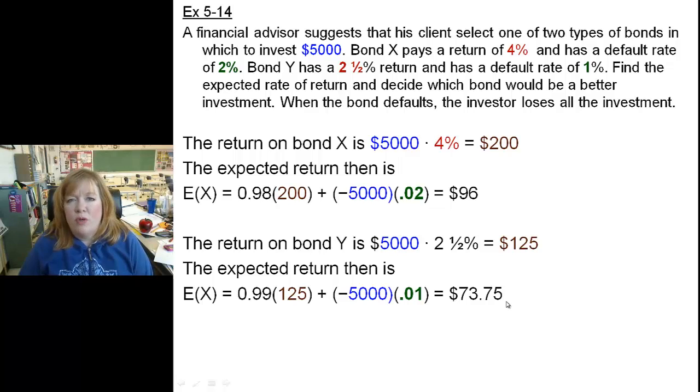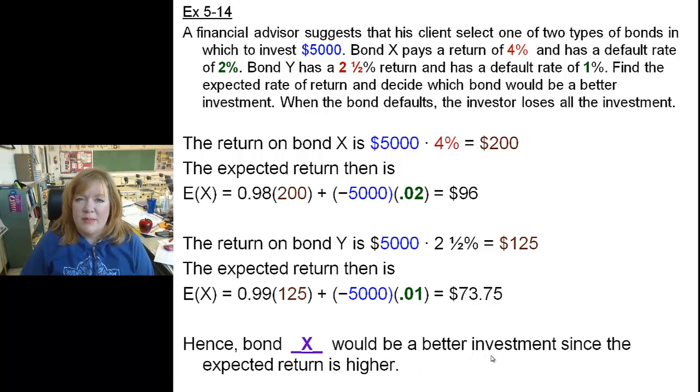The question is, which one would you choose? That's why you'd kind of do math to help you make decisions like this. So would you choose the one with the $200 return, expected value of 96, or 125, and expected value of 73.75? Sometimes issues in life aren't that clear cut, but you'd obviously pick bond X because the expected return, even if you lose everything, is greater than this guy down here. So bond X is the better investment.